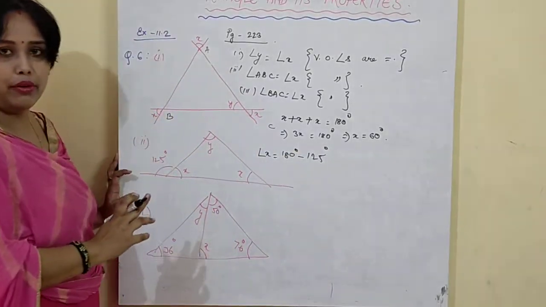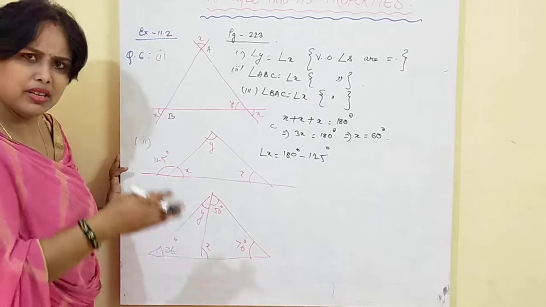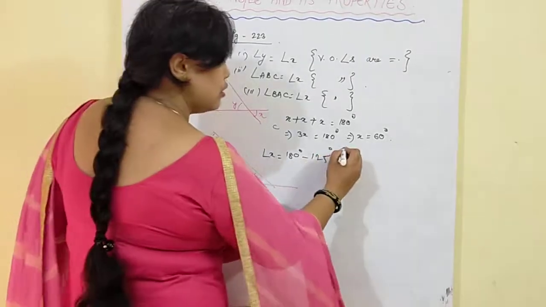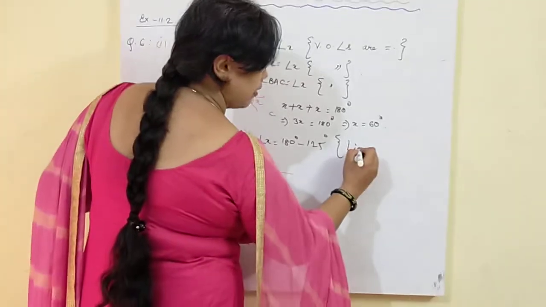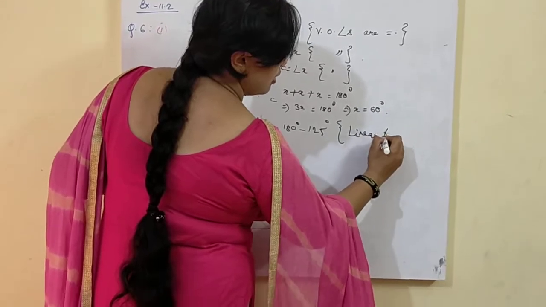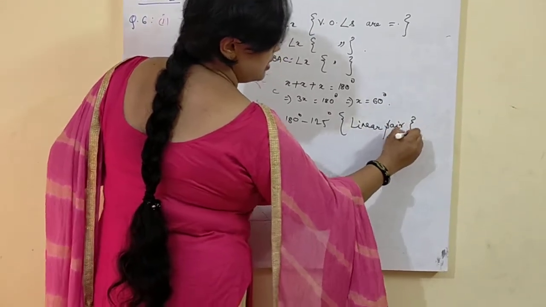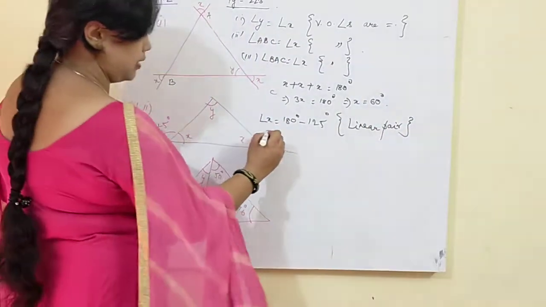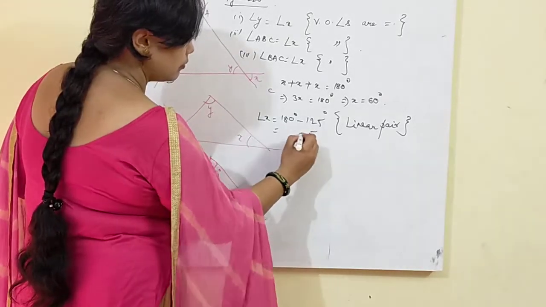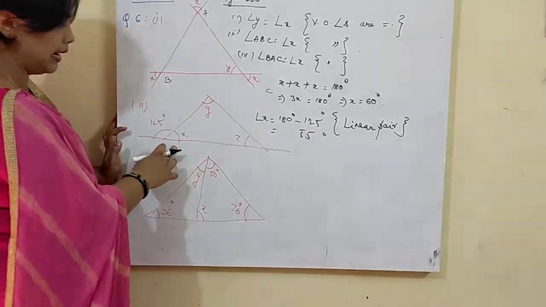Reason, always you have to write. You just can't only do the calculation. Please do write the reasons. So here you will write linear pair, or you can write exterior angle plus interior angle is equal to 180 degree. So here 55 degree it comes, angle x.